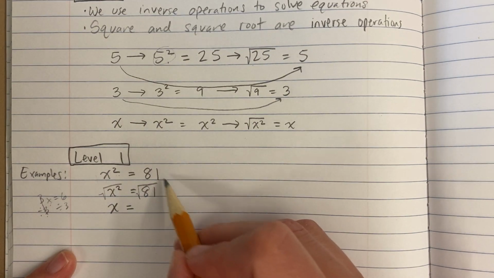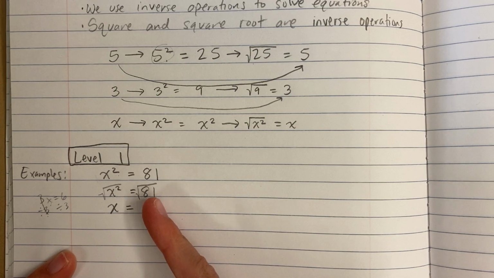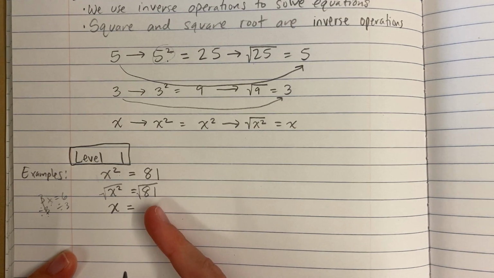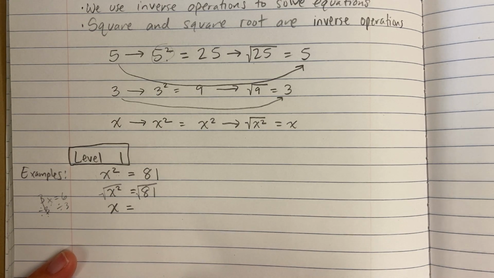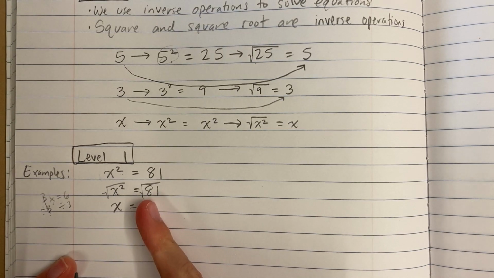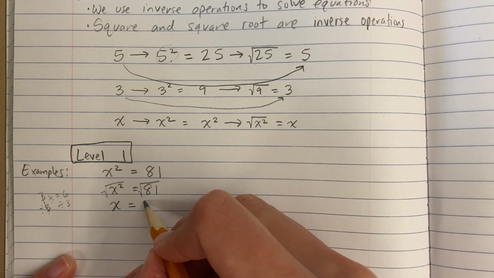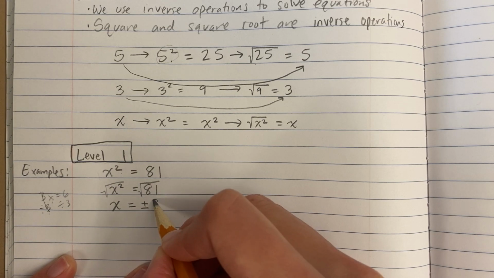Now, this is where it gets tricky. The square root of 81, what I want to know here is what number multiplied by itself equals 81? You might think, well, it's 9. It is 9, but it's also negative 9, right? Negative 9 times negative 9 is 81. Positive 9 times positive 9 is also 81. So this is where we use that plus or minus symbol.